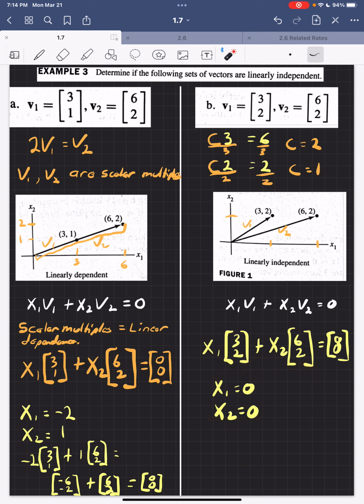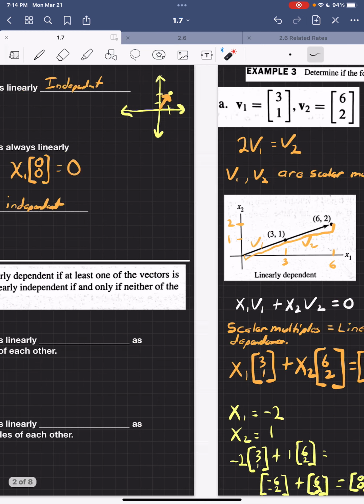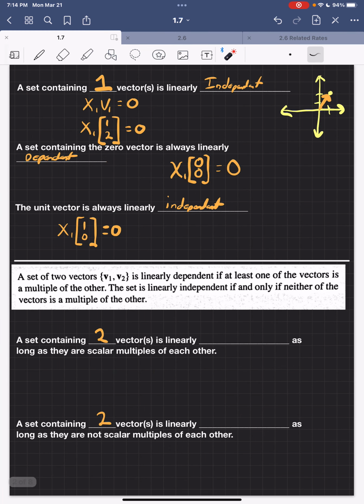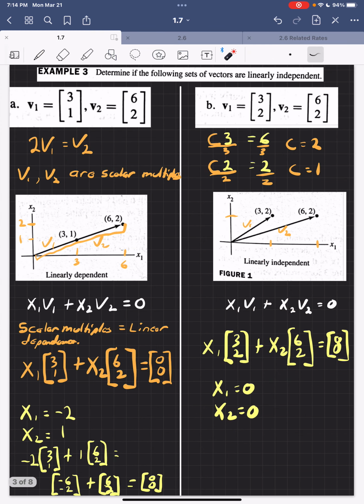Okay, so back to this, I'm going to go back to the previous page. Let's go ahead and answer that question. So scalar multiples, linear dependence. Ready? A set containing 2 vectors is linearly what? Dependent, as long as they are scalar multiples of each other. So if they are scalar multiples, then we have linear dependence.